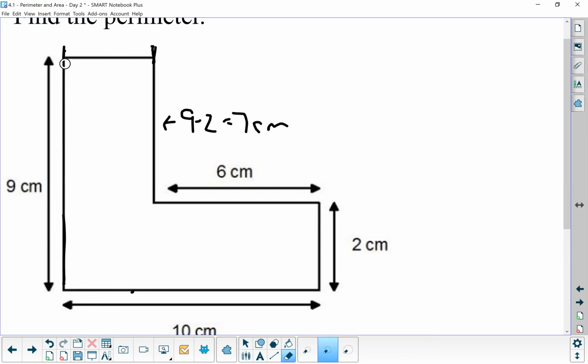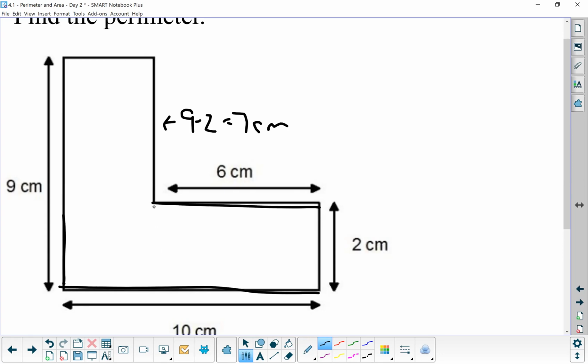Similarly, we know the entire length here is 10. And this much of it is 6. So this top piece would be 10 minus 6, or 4 centimeters. Now we can find our perimeter. I'm going to start at this corner and work my way around. So 4 plus 7 plus 6 plus 2 plus 10 plus 9.